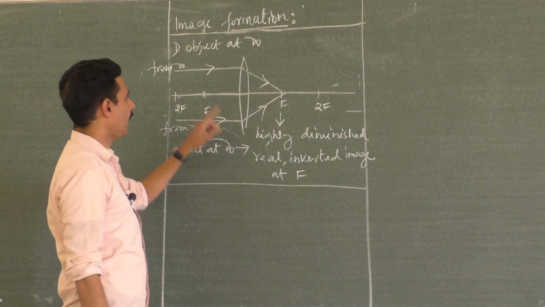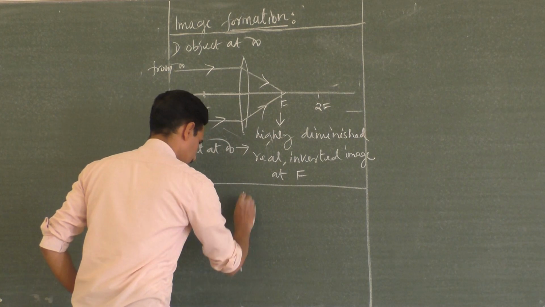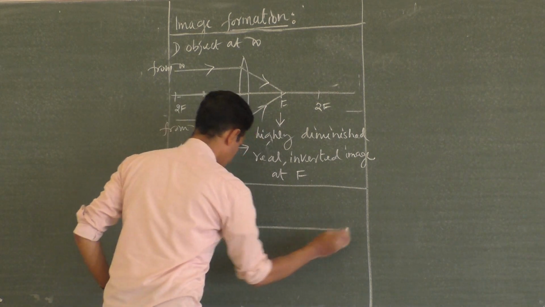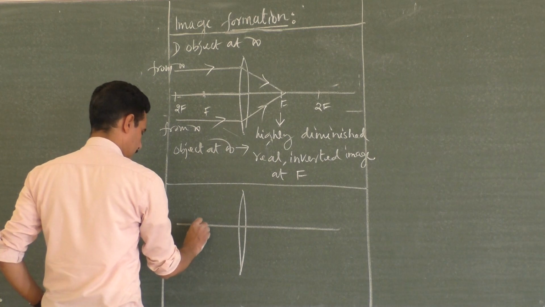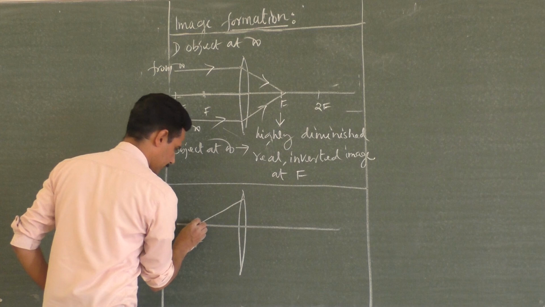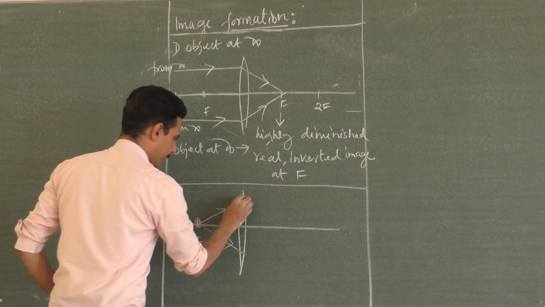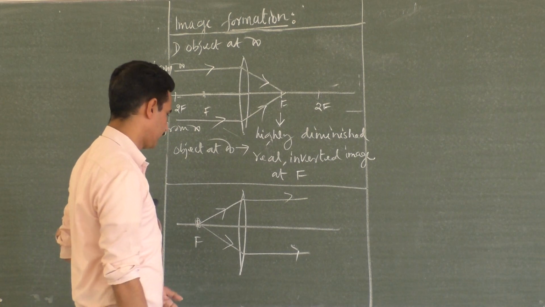We will keep the object at the focus. Take a bulb and keep it at the focus. What will be the condition? Now the bulb is at the focus. All the rays of light coming from the bulb will be coming from the focus. They become parallel after refraction. So there is no reflection here, only refraction.